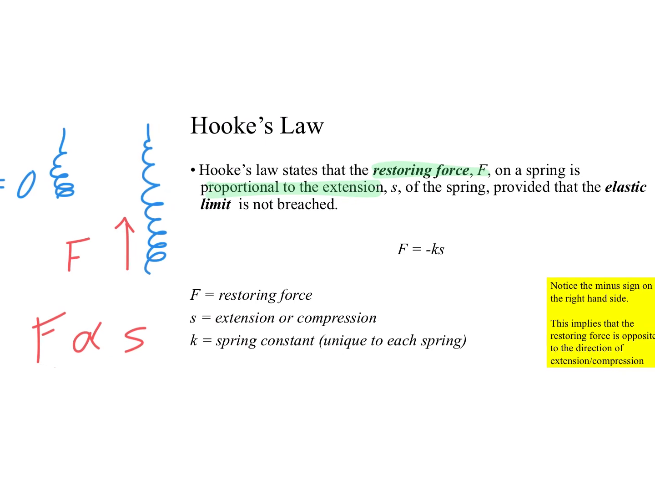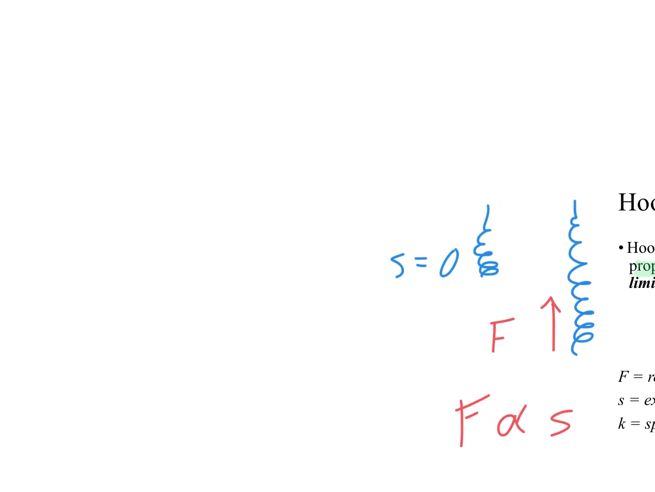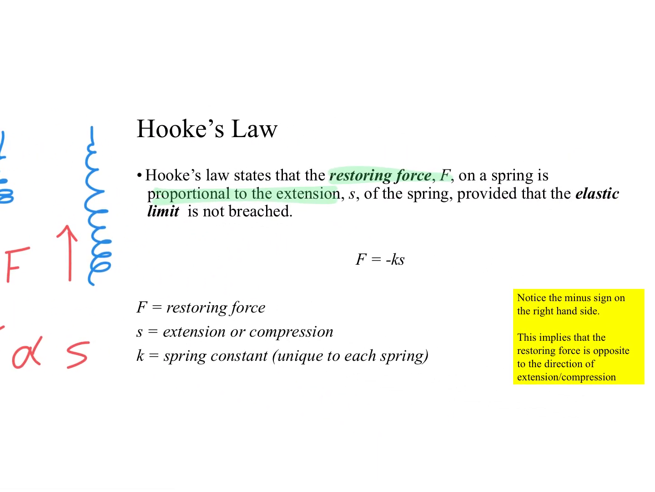If we squeeze the spring really tightly, it's going to want to expand back out to its equilibrium position. So that would look something like this. There's a really tightly wound spring. It wants to return back to its normal position of equilibrium. So there's going to be a force acting to extend that spring instead of compress it in this example. So that's the first part of our definition, that the restoring force F is going to be proportional to the extension S of the spring.